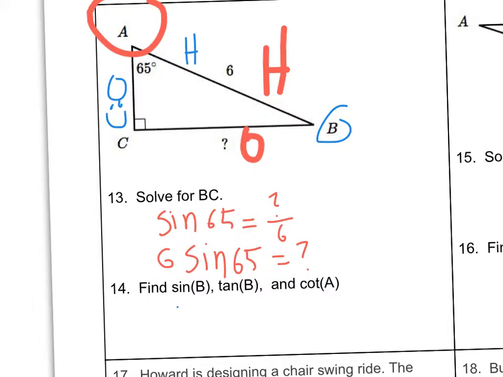So we've got smiley face over 6, tangent of B, opposite over adjacent. Well, I guess we kind of have that. Smiley face over 6 sine of 65, and cotangent of A, adjacent over opposite from A. So we're looking at smiley face over that same thing. So that's cotangent and tangent.